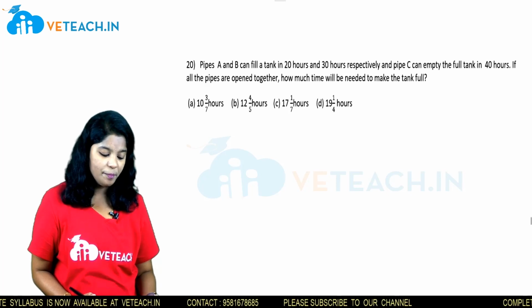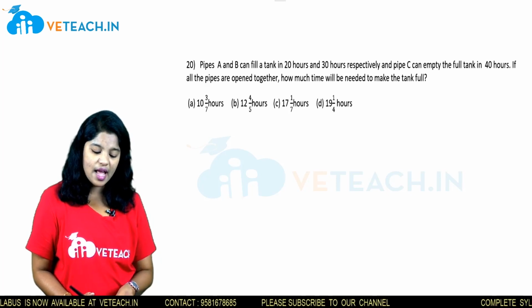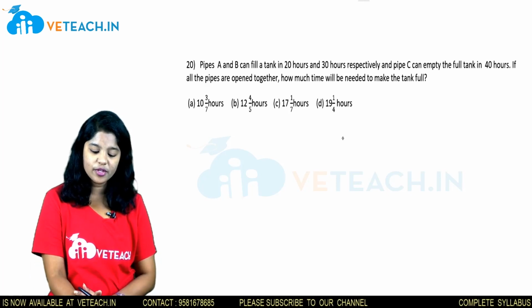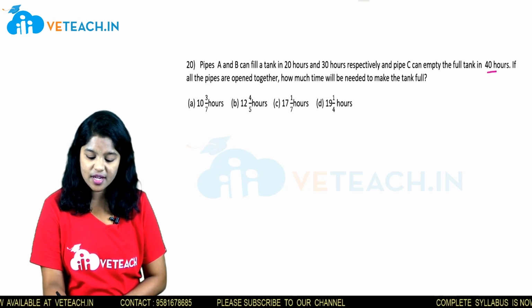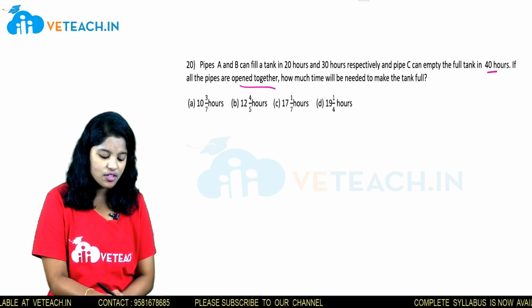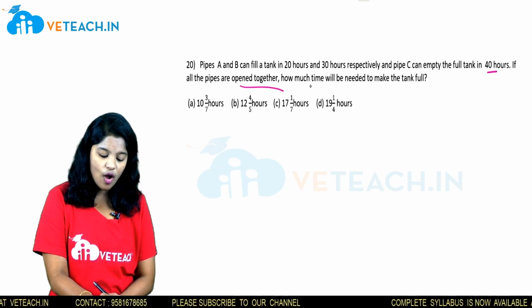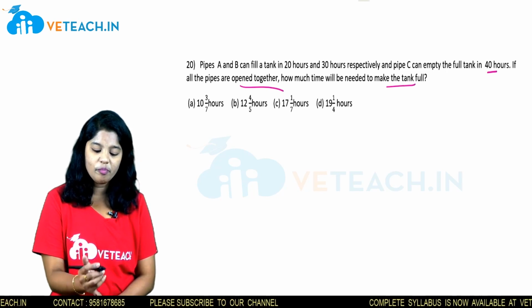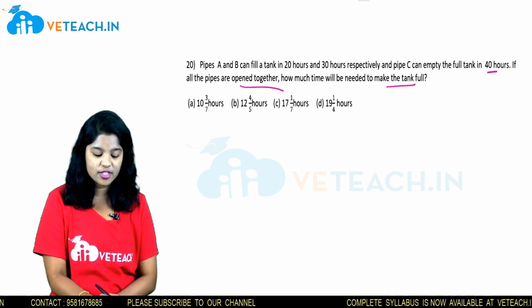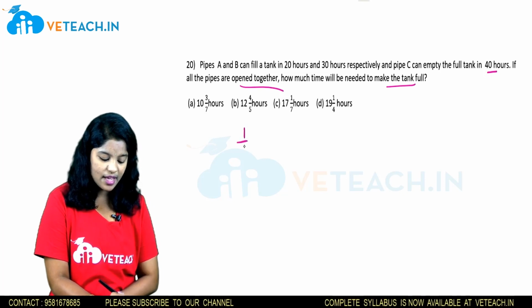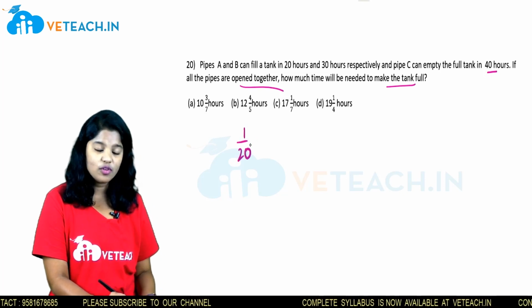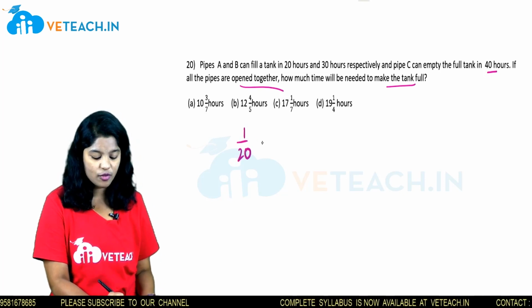See the next question. Pipes A, B can fill the tank in 20 hours and 30 hours respectively, and pipe C can empty the tank in 40 hours. If all the 3 pipes are open together, how much time will be needed to make the tank full? Similar to the previous question, pipe A can fill in 20 hours, so in 1 hour it fills 1 by 20th part of the tank.